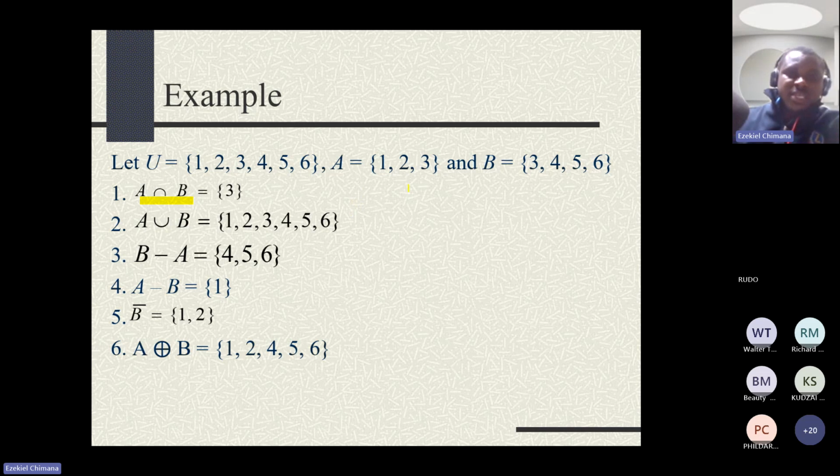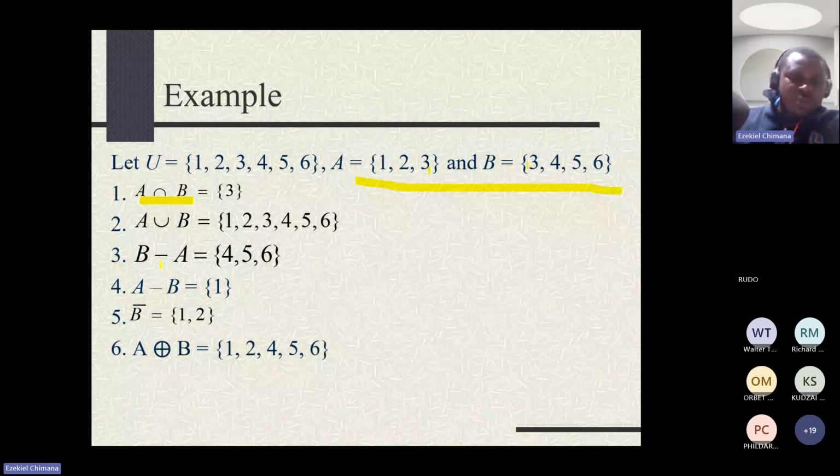So if you are looking at A intersecting B, you want those elements which are common in A and B. And if you look at it, these three is only which is common. So A intersecting B, you get a 3. Then A union B, so it's either A or B. So I'm just going to join these two sets. So you're going to get 1, 2, 3, 4, 5, 6, which is almost the universal set itself.